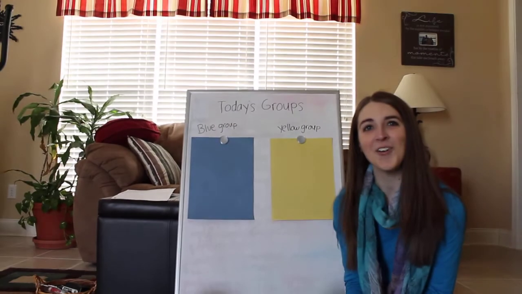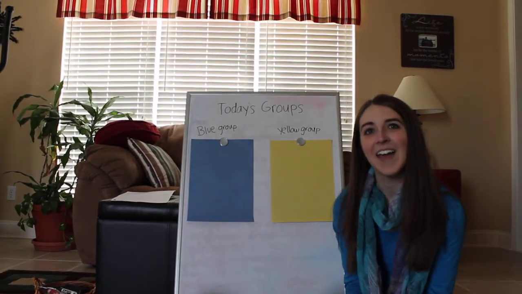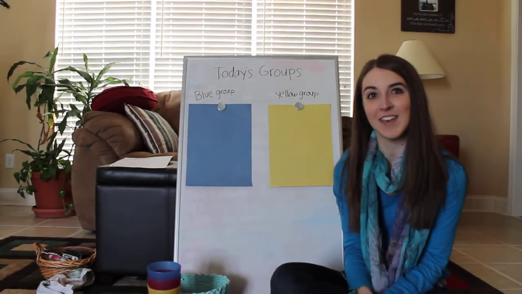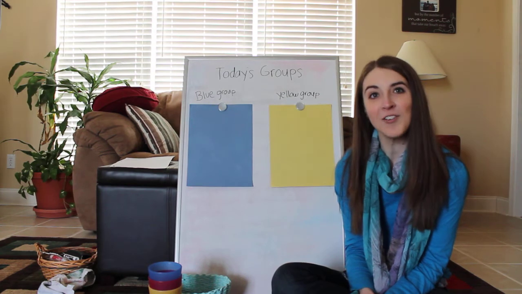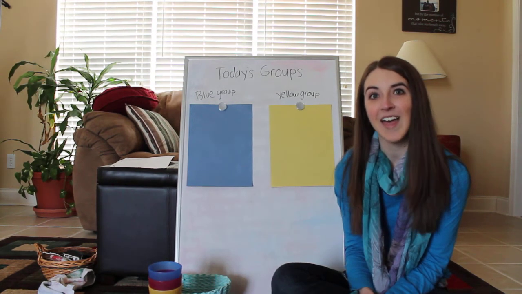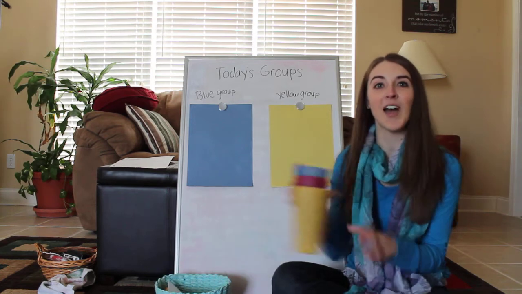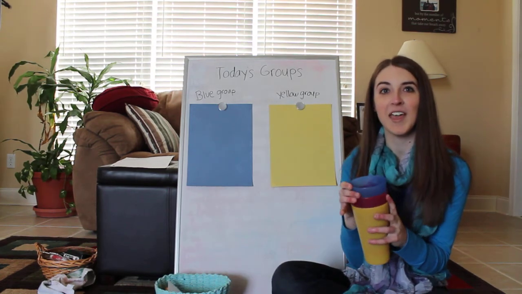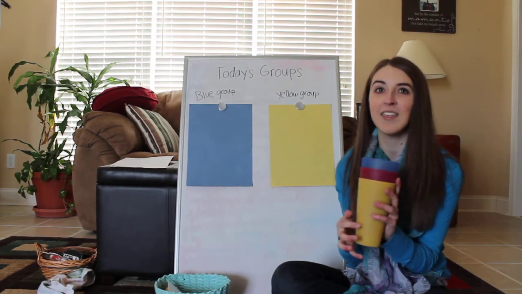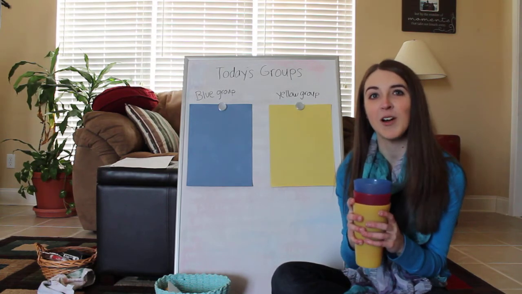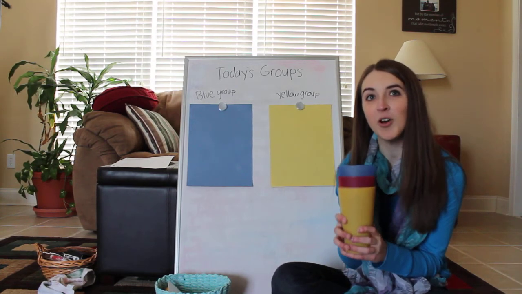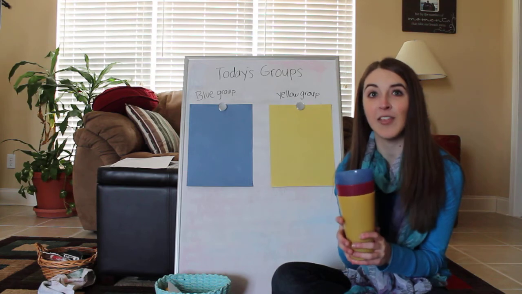Hello, today I'm going to talk about collaborative grouping. There are different ways that you would do this. The way I identify each group is that the students would be given different colored cups at their desks. There could be blue, red, yellow, or any other color you would want to use. And these would be put on each group of desks.